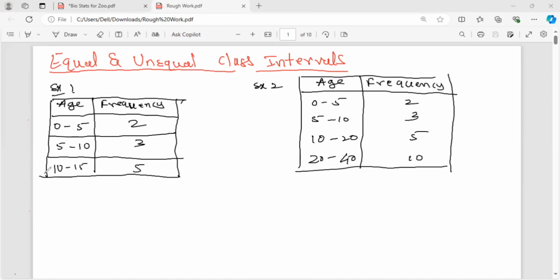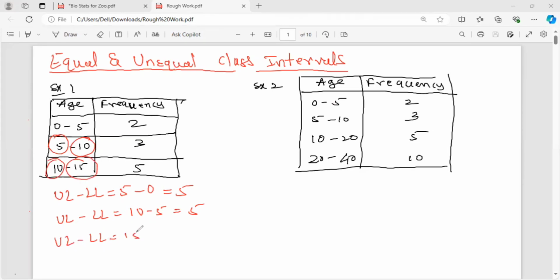How to measure the size of the class interval? Size of the class interval is equal to upper limit minus lower limit, right? So 5 minus 0, the answer is 5. For the second class interval, upper limit minus lower limit, that is 10 minus 5, equal to 5. For the next, 15 minus 10, that is 5. See, all are the same. Is it clear? All are the same.